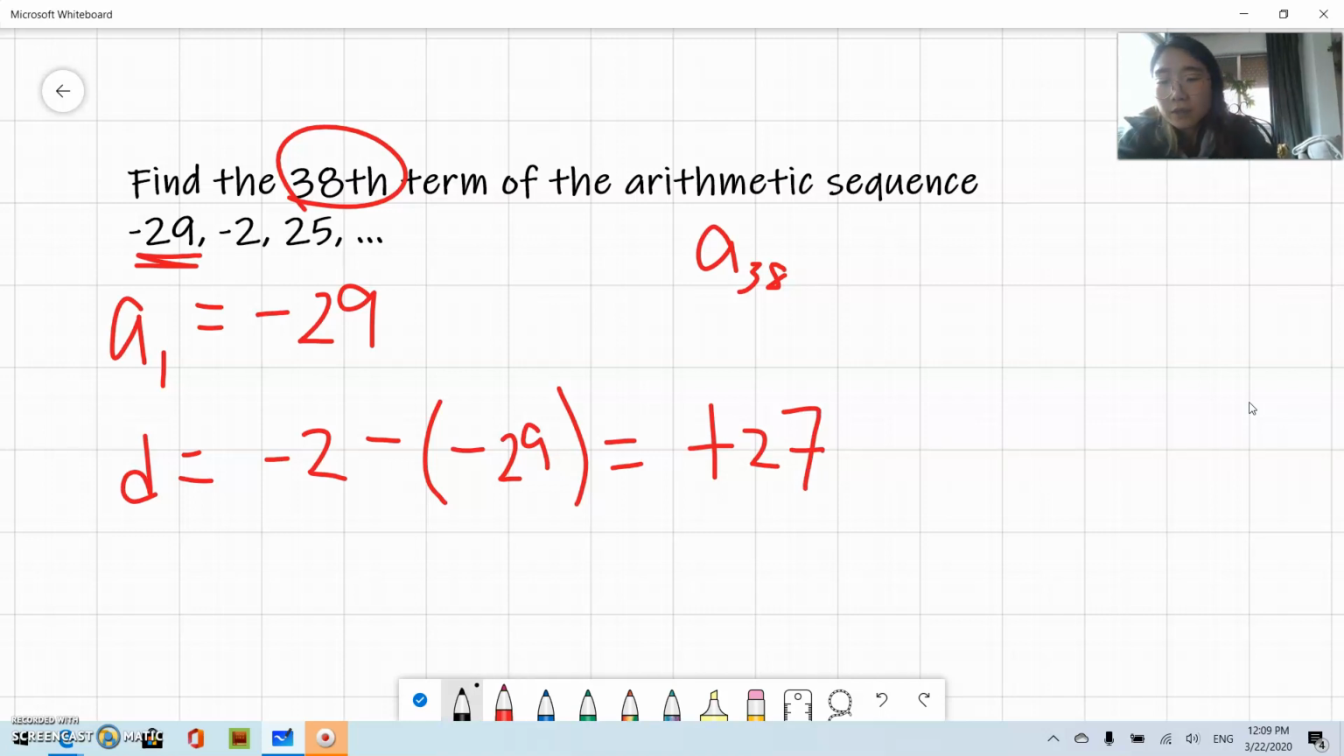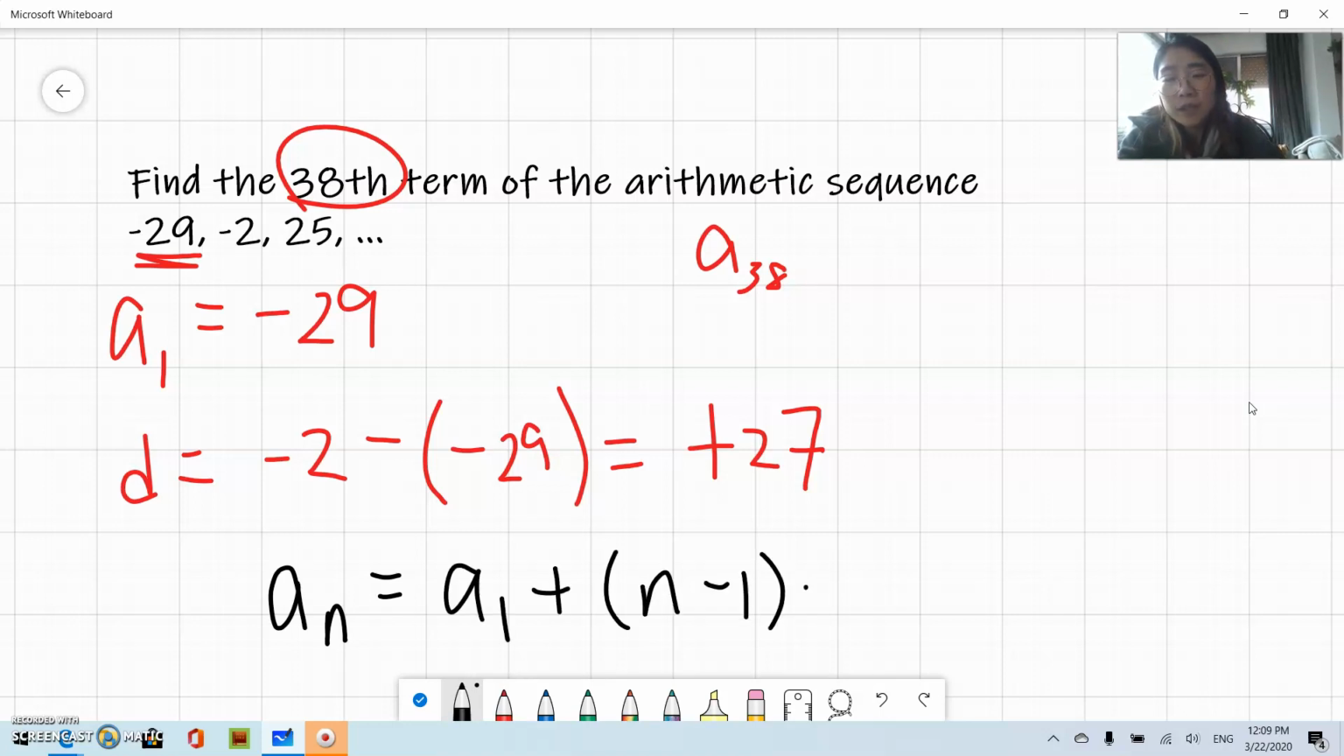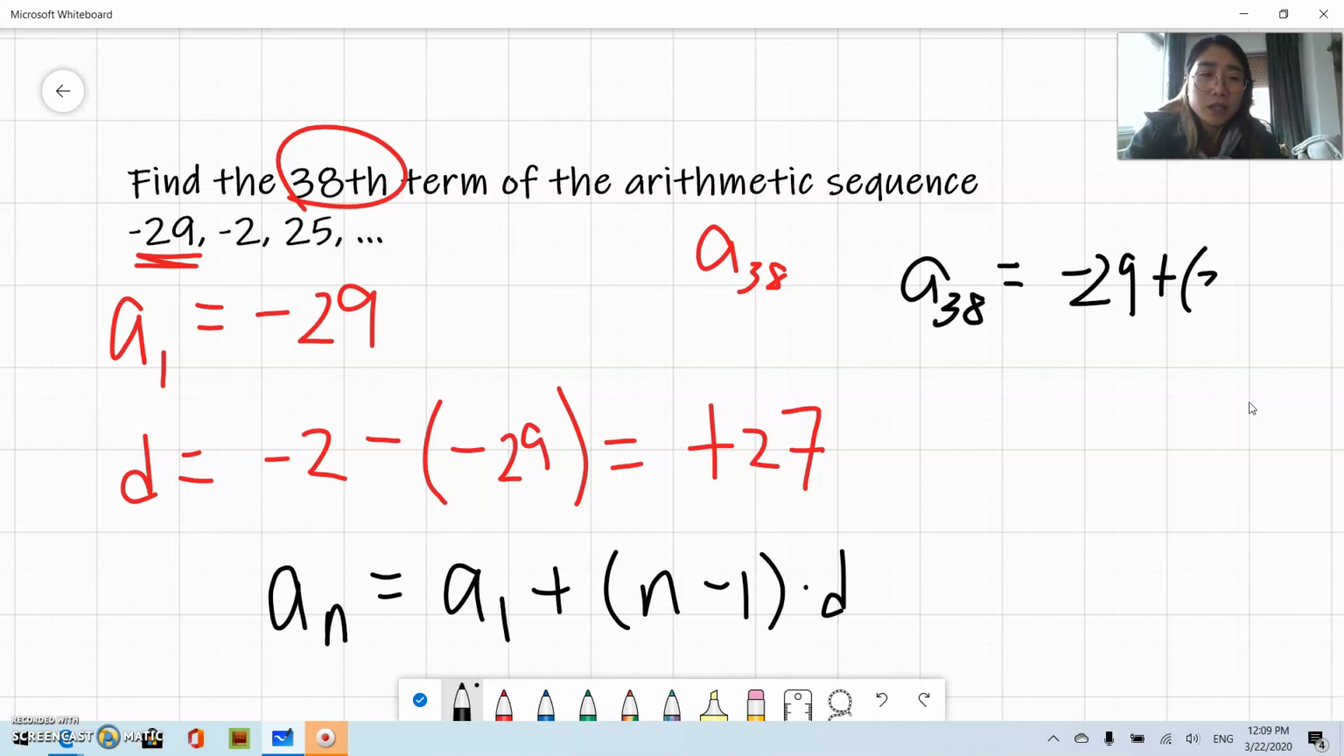Okay. So then what was the formula? Well, AN is A1 plus n minus 1 times d. We have everything we need, right? Because we want to find A of 38. And so then n is 38. A1 is negative 29 plus 38 minus 1 times 27. So just put it in the calculator. Negative 29 plus 37 times 27. That's a big number, 970.